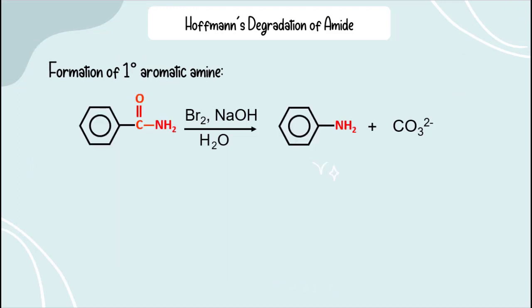The formation of primary aromatic amines by Hofmann degradation of amide. It is the same as the primary aliphatic amines earlier. In this reaction, the C double bond O will be lost. So our product will be shortened by 1 carbon atom. So here there is no carbon between the benzene and our amino group.